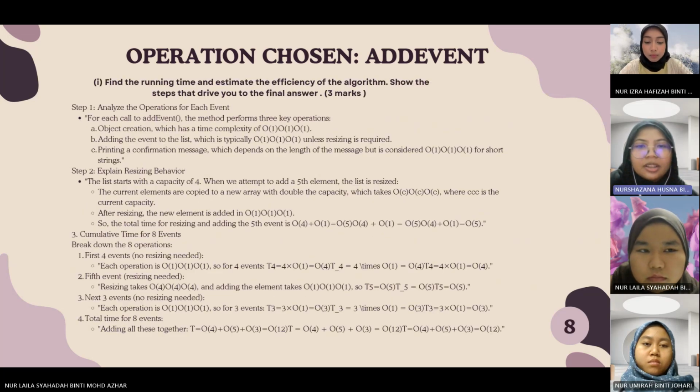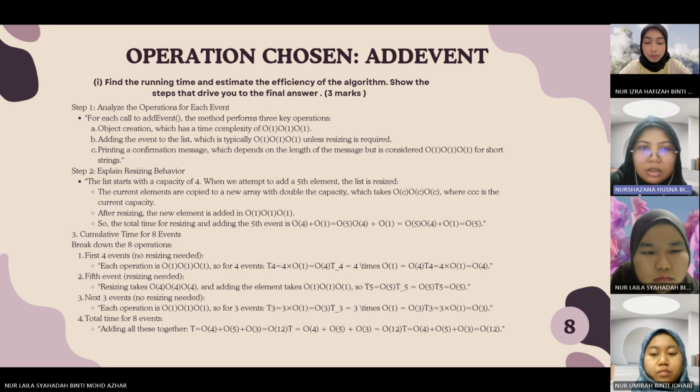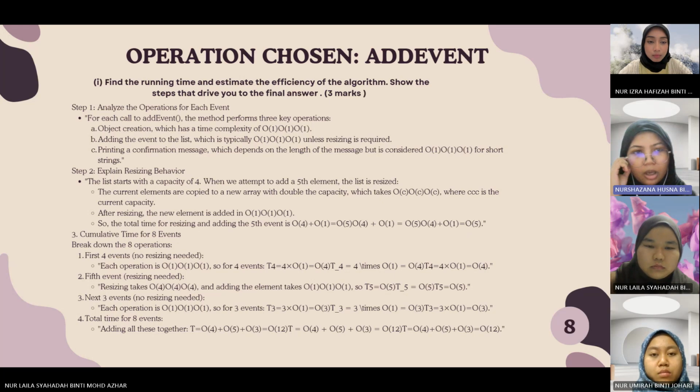The question is to find the running time and estimate the efficiency of the algorithm. For each call to add event, the method performs three key operations. First is object creation, which has a time complexity of O(1). Then we add the event to the list, which is typically O(1) unless resizing is required. Number three is printing a confirmation message, which depends on the length of the message, but it is considered O(1) for short strings.